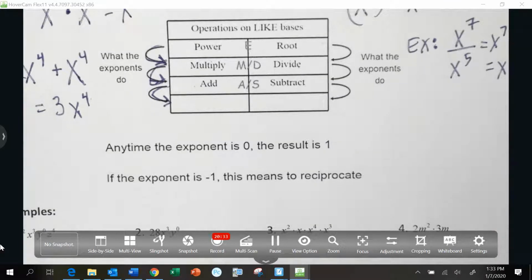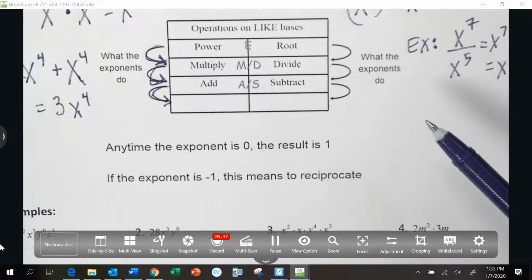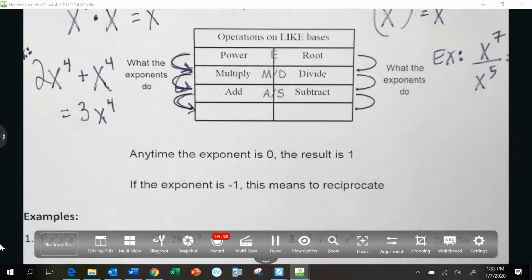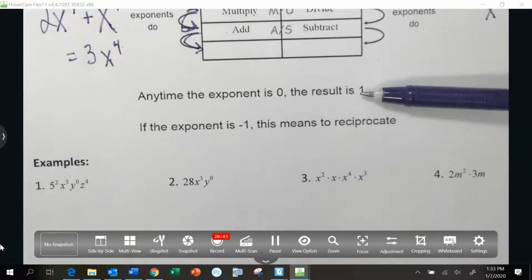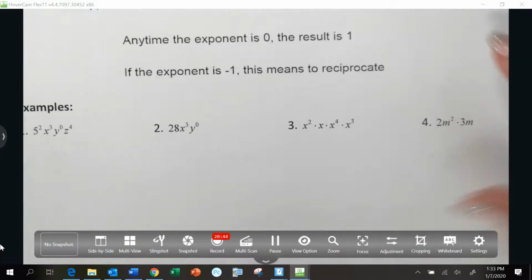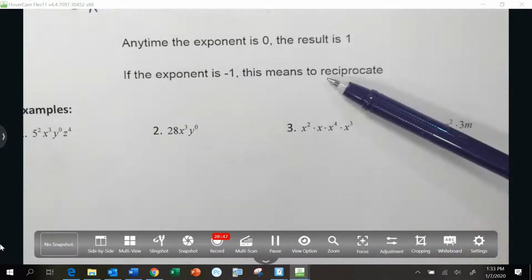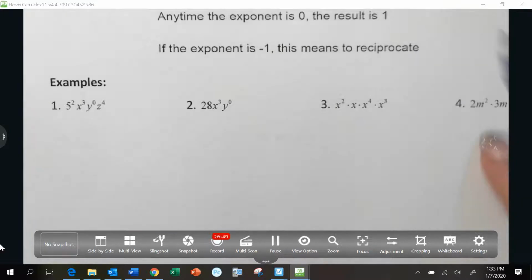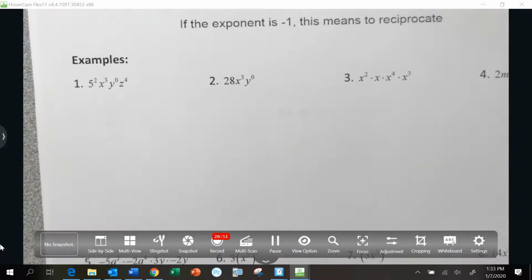If you want to use the chart, put it there. Some people are really good at memorization, and some people don't remember these rules and they mix them all up. So that's why I have that chart there. Anytime the exponent is 0, the result is 1. If the exponent is -1, this means to reciprocate. All right, let's do some examples.